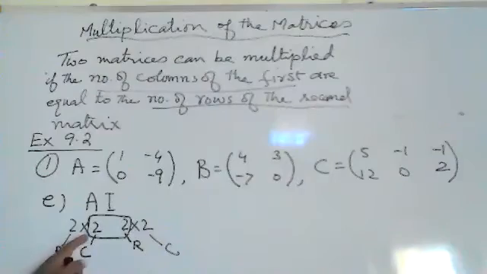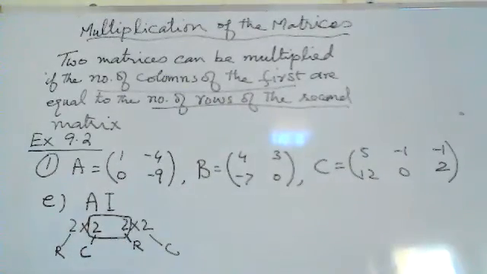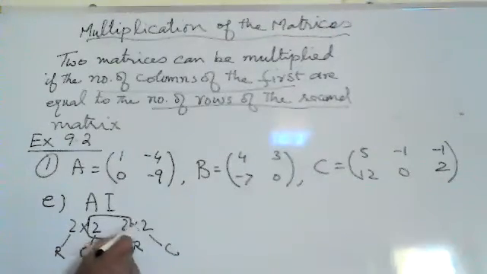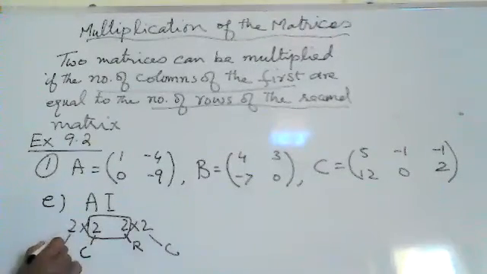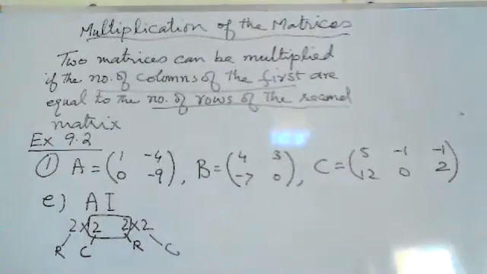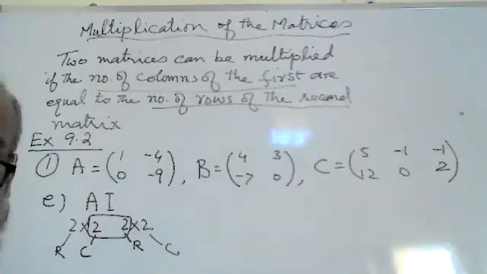Now you can see the number of columns of the first matrix is equal to the number of rows of the second matrix. Both are equal, therefore we can multiply. The other numbers may be different. This may be 3 by 2, this may be 2 by 4. So there may be 3, there may be 4. No problem, we have to check the middle two numbers: the number of columns of the first matrix and the number of rows of the second matrix. If they are equal, we can multiply.